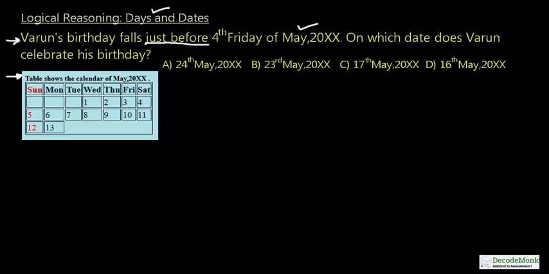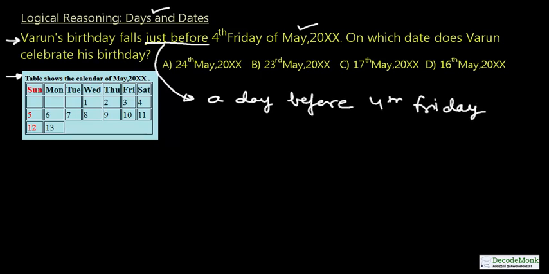So falls just before 4th Friday means, this particular word, just before, means a day before. Just before 4th Friday means a day before 4th Friday. So now let us try to infer from this calendar which date is this particular 4th Friday.